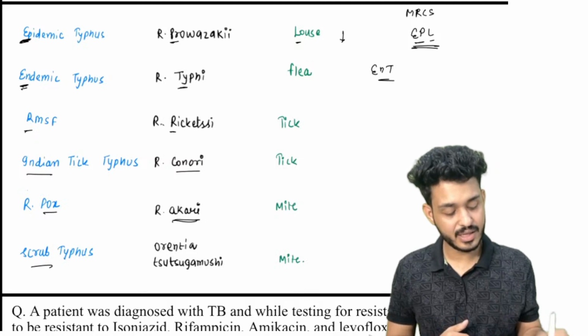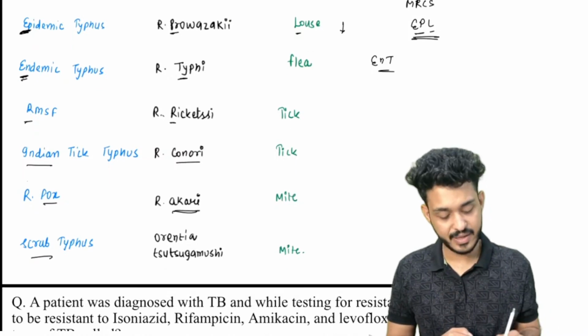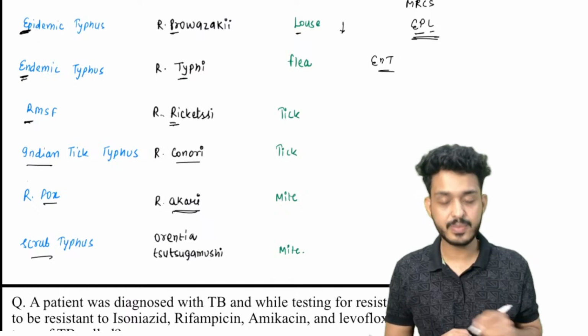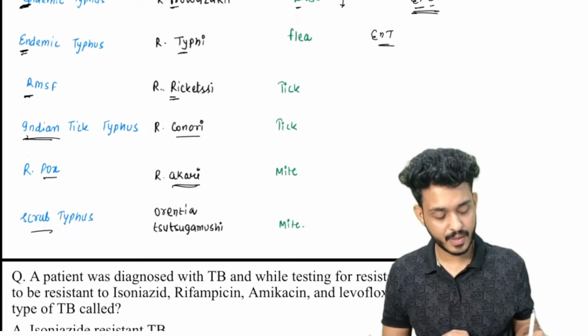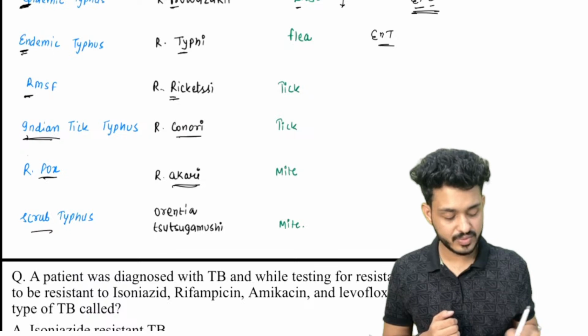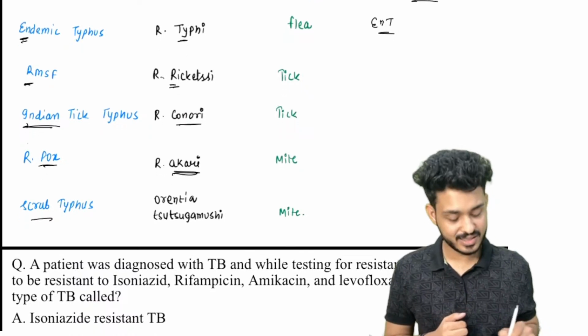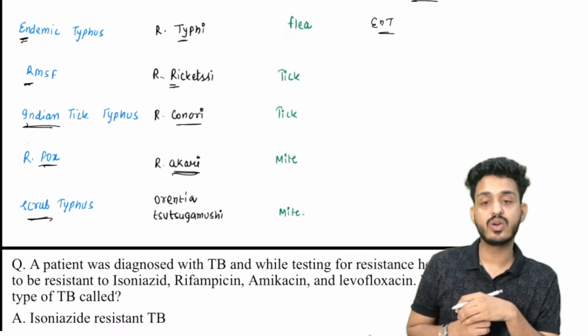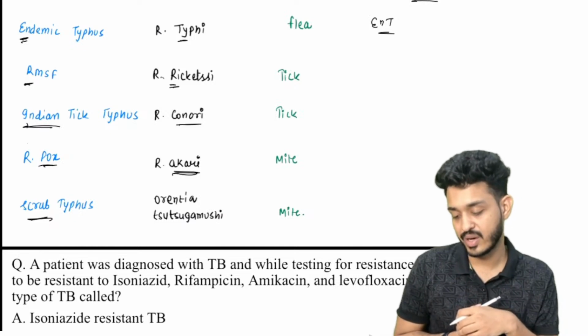Endemic will be having typhi. R for rickettsia, that would be Rickettsy. India will be in the Kona. Pox will be in the Akar. And lastly we are having scrub typhus, that would be your Orientia tsutsugamushi.